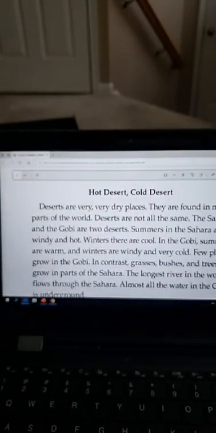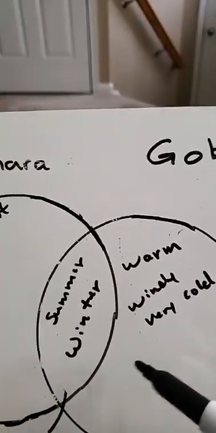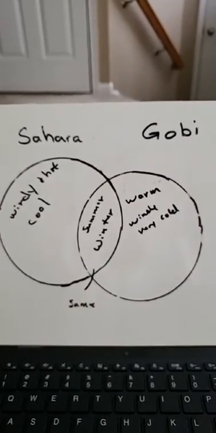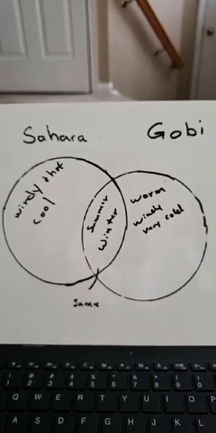In the Gobi, the text says that winters are windy and very cold. So back to the Venn diagram, on the winters for the Gobi, I wrote windy and very cold. I'll leave this projected so the students can take notes.